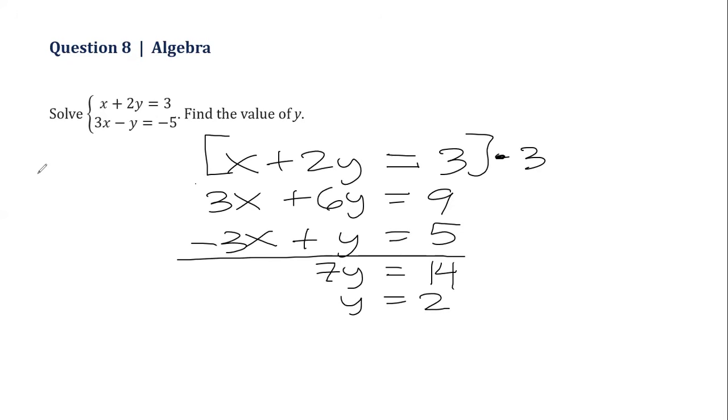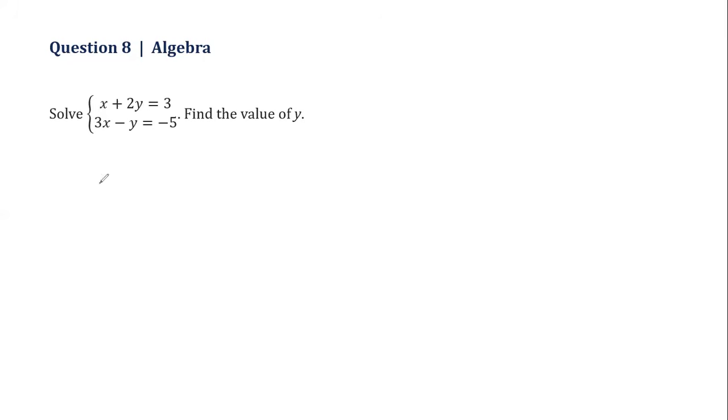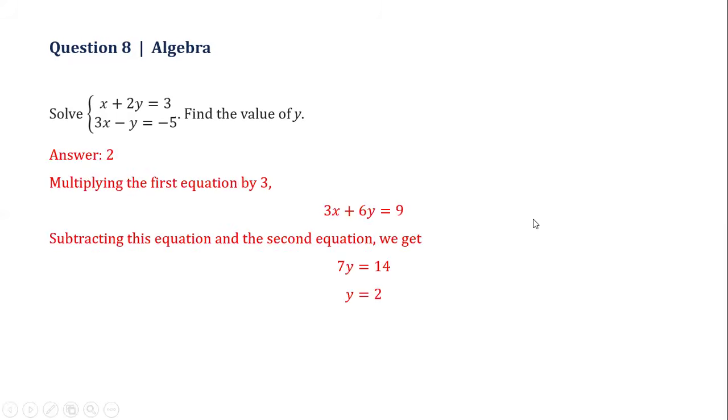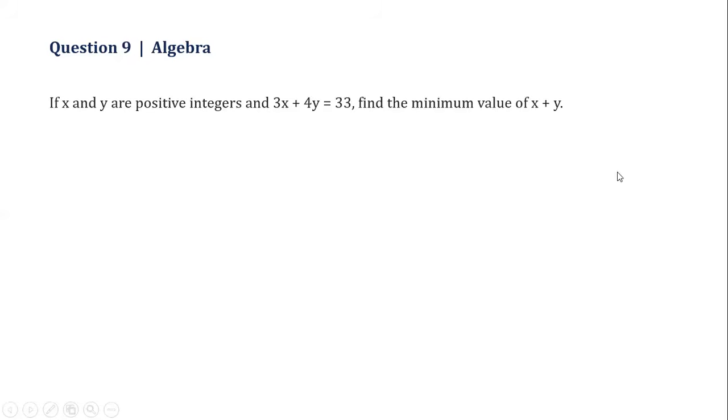No, miss. No, teacher. Okay. We can proceed. So if x and y are positive integers and 3x plus 4y is equal to 33, find the minimum value of x plus y.